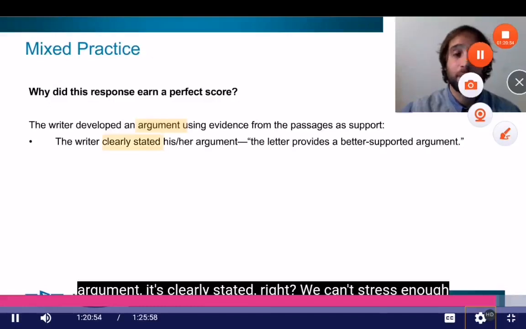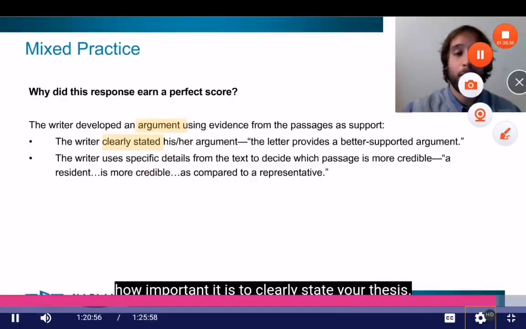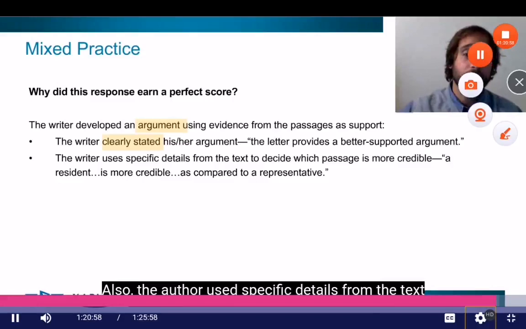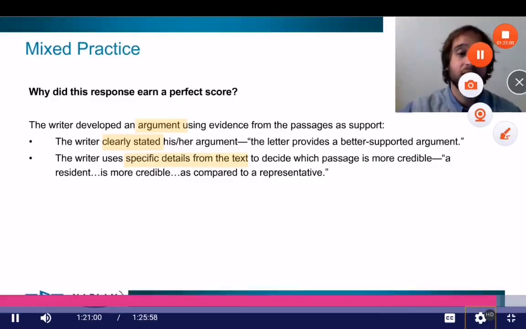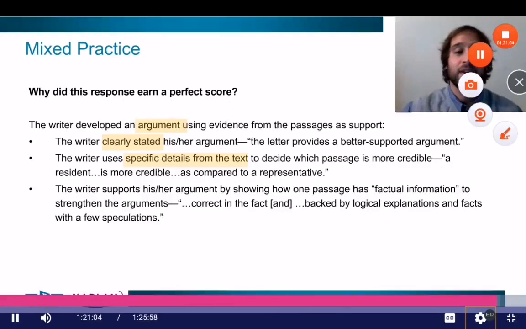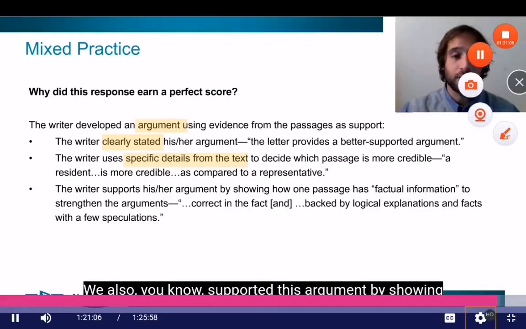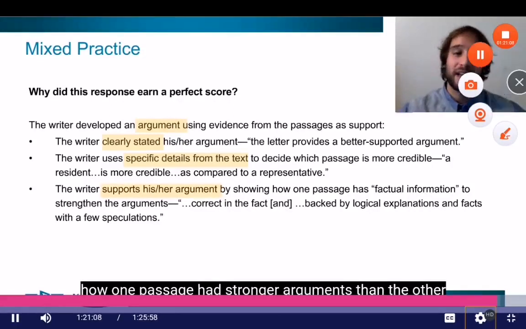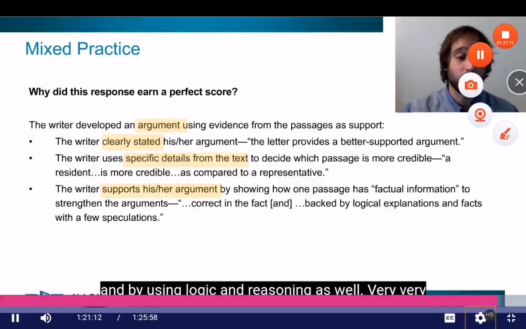We can't stress enough how important it is to clearly state your thesis. Also, that author used specific details from the text to support that position. Absolutely clutch. We also supported this argument by showing how one passage had stronger arguments than the other, and by using logic and reasoning as well.